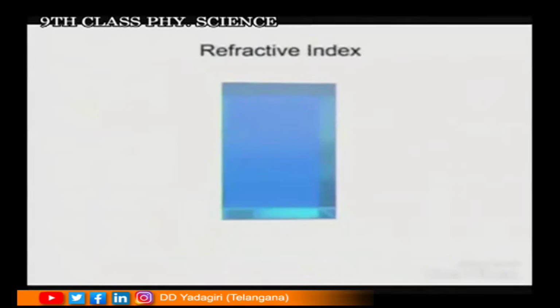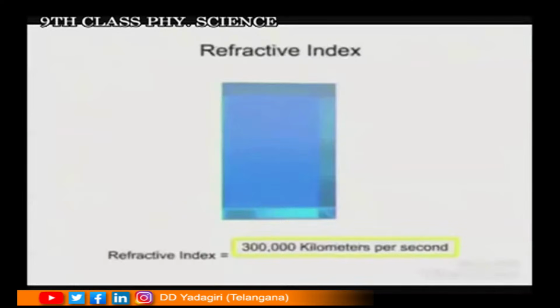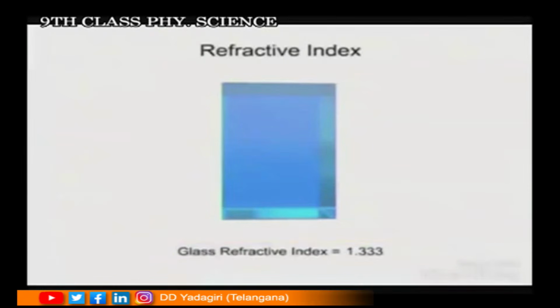Now let us coin another important term called refractive index. The refractive index of glass is 1.33. How do we define refractive index? Refractive index is the ratio of the speed of light in vacuum to the speed of light in the glass slab. Speed of light in vacuum is 3 lakh kilometers per second divided by speed of light in glass, that is 2,25,000 kilometers per second. It amounts to 1.33. So, the refractive index of the glass slab is 1.33.